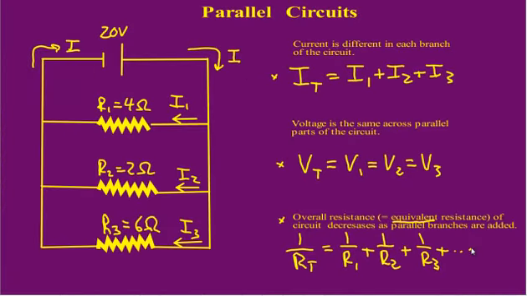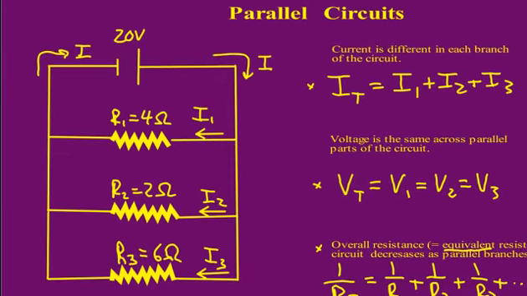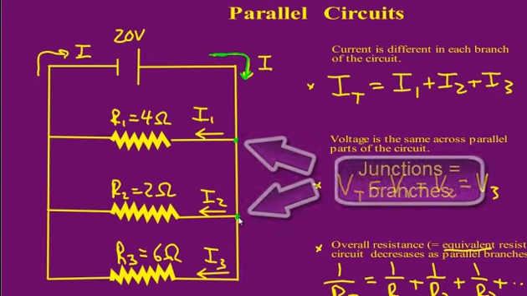Let me illustrate the behavior of current here with some arrows so you can get an idea of what happens. Coming out of the battery, we have this full current I, which is the total. Now when it gets to this point here, or this point here, these are called junctions or branches. You're going to see current split off.